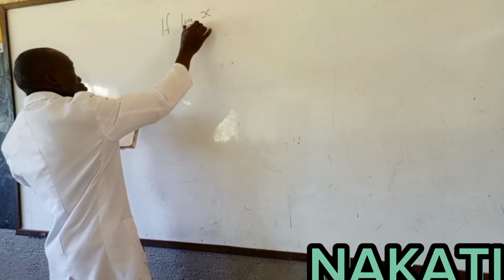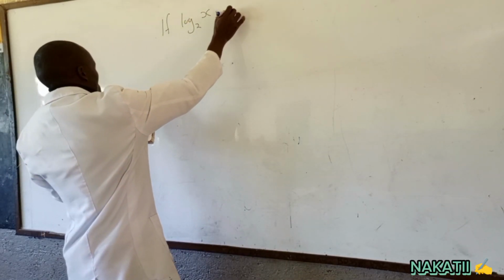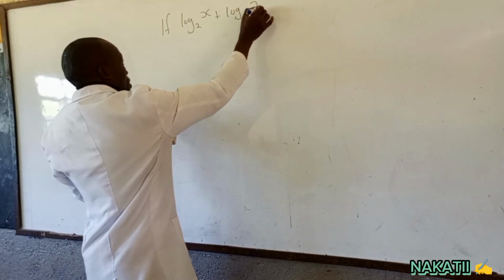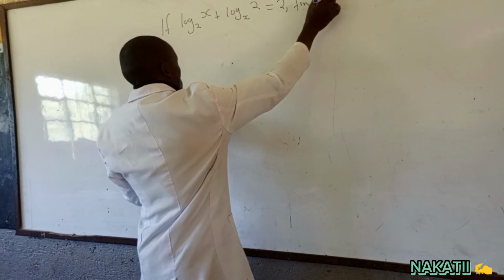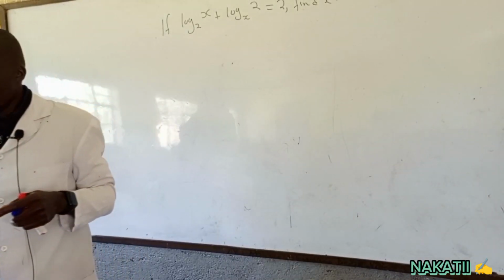Log x to base 2 plus log 2 to base x is equal to 2. I'm told to find what? x. To find x.